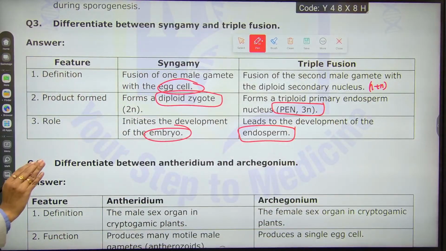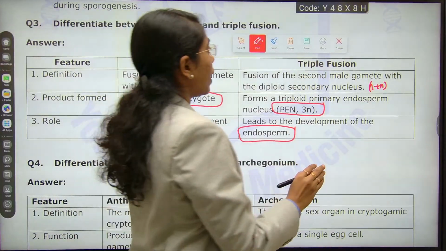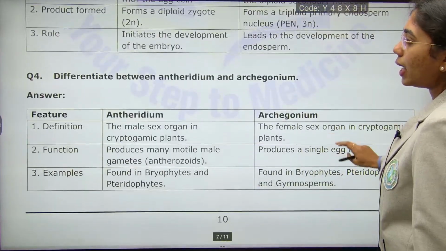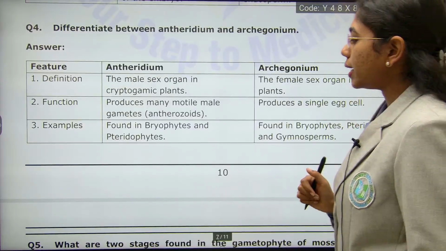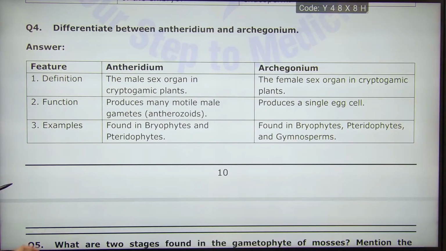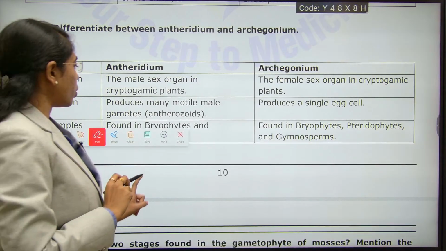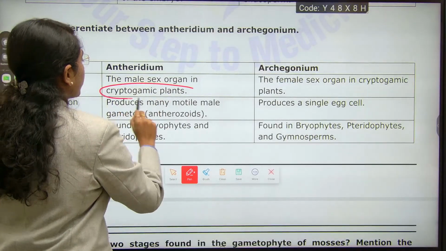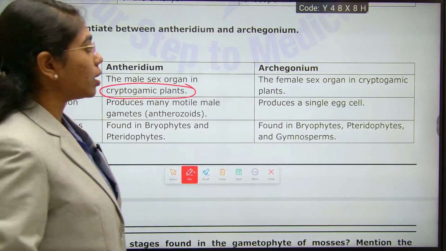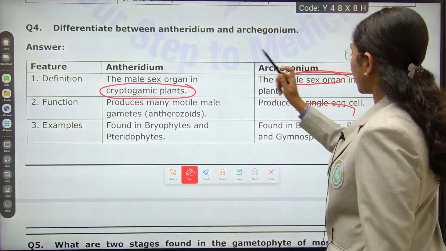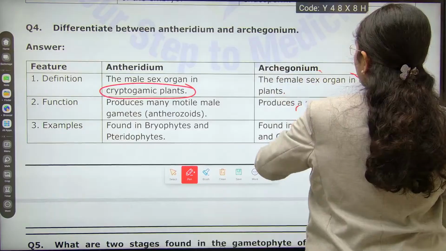Okay. Next, differentiate between antheridium and archegonium. Antheridium is the male sex organ in cryptogamic plants. Archegonium is the female sex organ in the cryptogamic plants. That is gymnosperms.